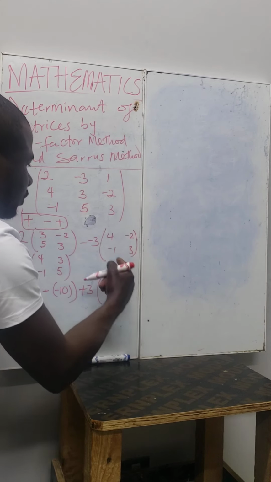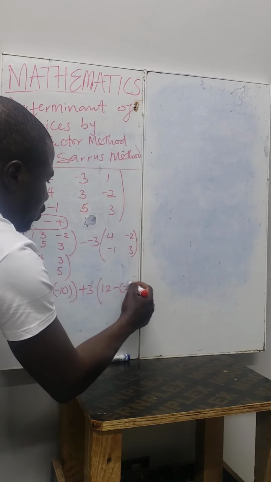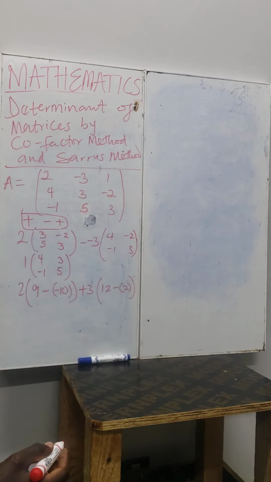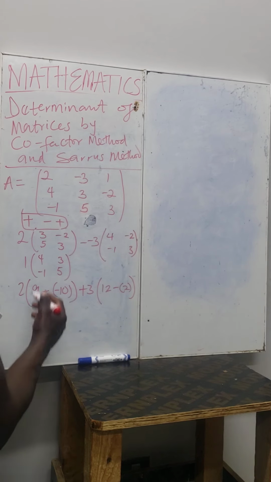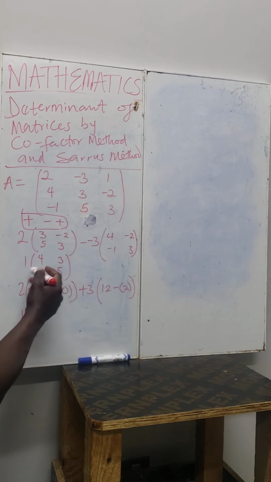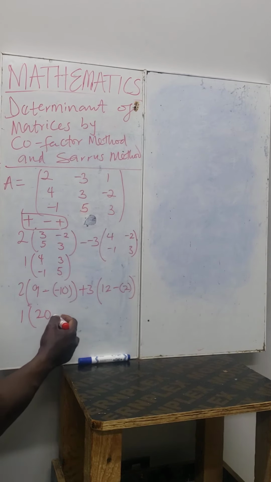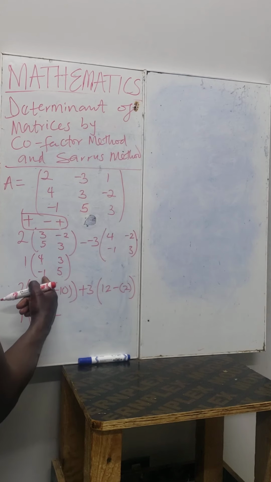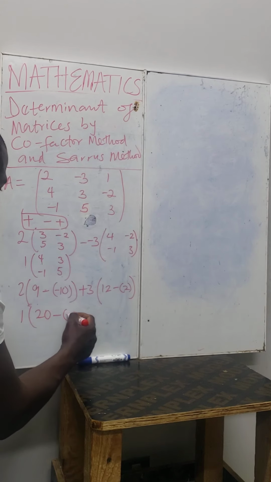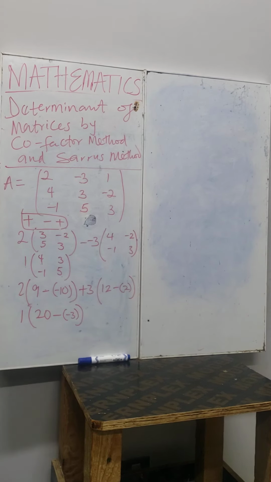Minus 1 multiplied by minus 2 is plus 2. Are you getting it? Okay, we come to this place, 1. By the time you take this 1 out, major diagonal, 4 times 5, 20. Minus 1 times 3, minus 3. You close your big bracket. Are you getting it? Okay, let's go on.